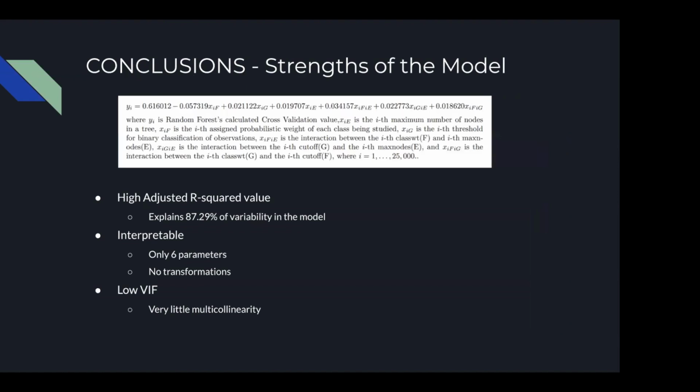To conclude, we'd like to highlight the strengths of our model. Our model provided a decently large adjusted R-squared value of 0.8729, which means 87.29% of the variability in cross-validation can be attributed to the variation in our parameters, class weight, cutoff, and max nodes, and their interactions. Our model only has 6 parameters, so it's relatively easy to digest. Finally, our parameters have very low variance inflation factors, which means there's little to no multicollinearity among our predictors.